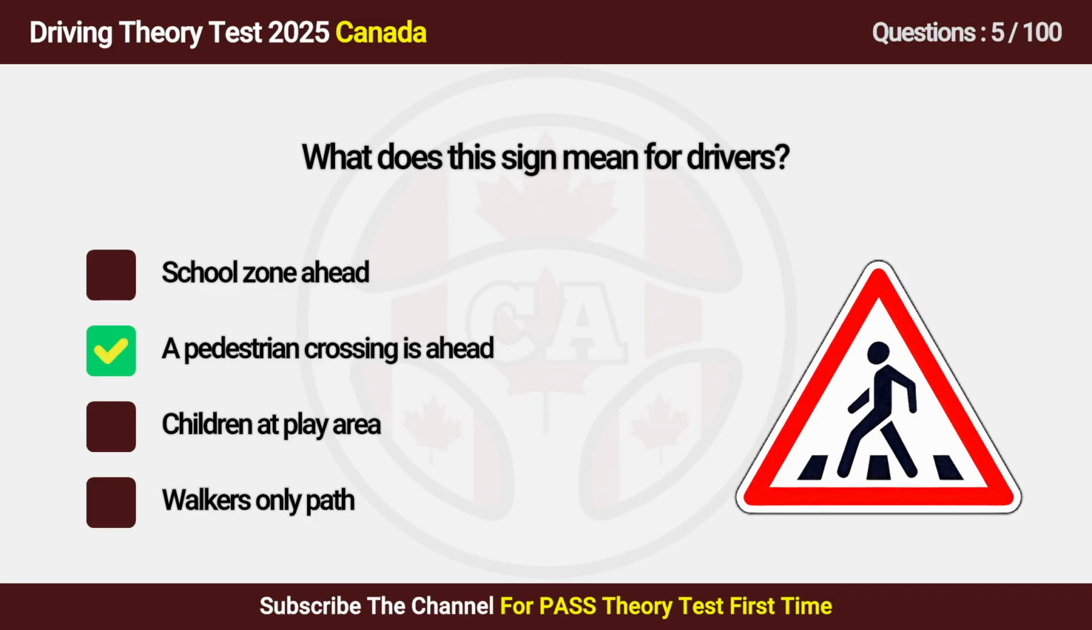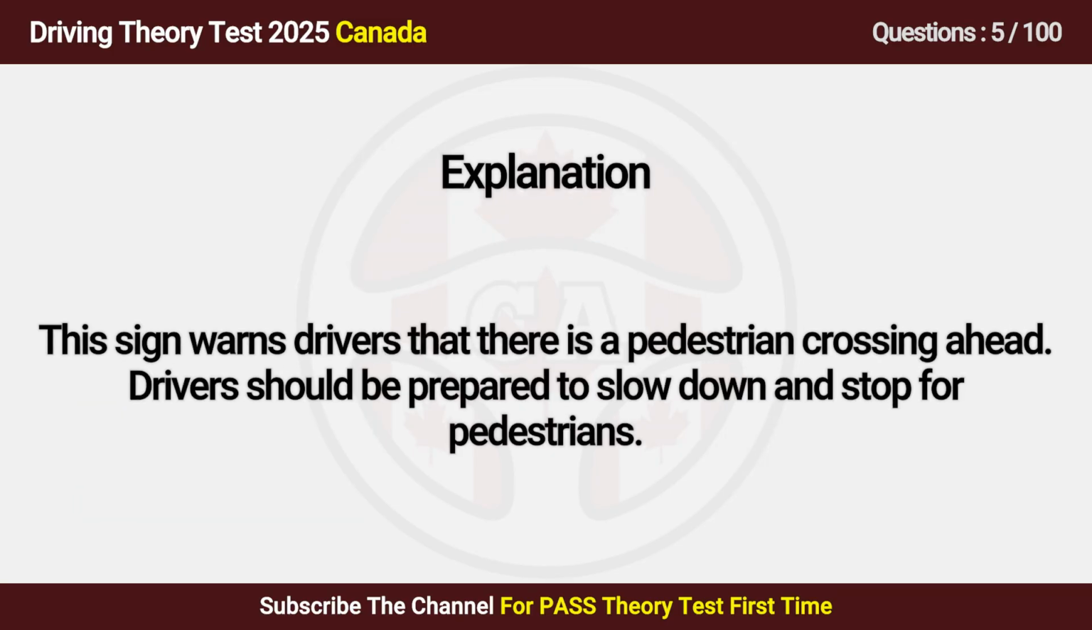Answer is B. A pedestrian crossing is ahead. This sign warns drivers that there is a pedestrian crossing ahead. Drivers should be prepared to slow down and stop for pedestrians.